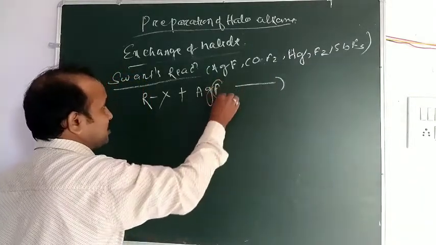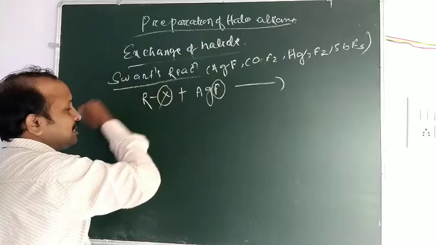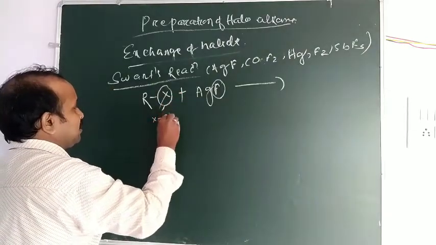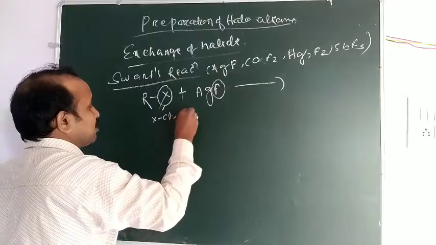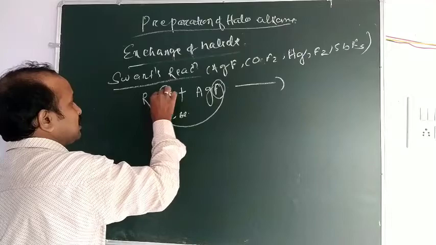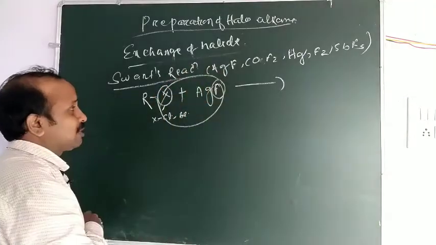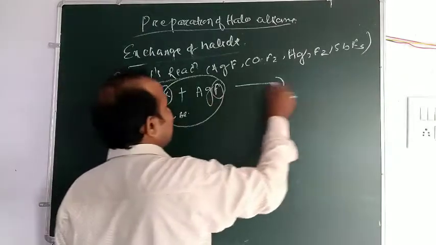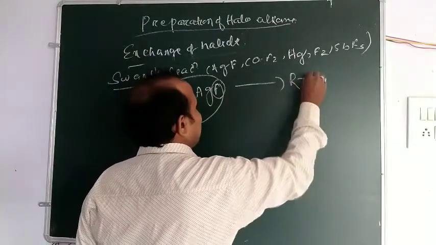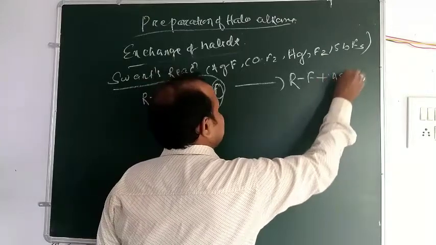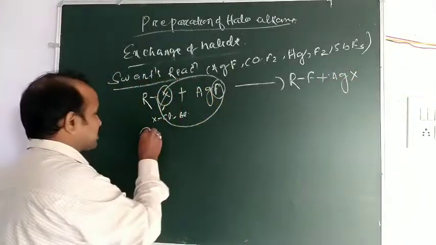Here X represents chlorine or bromine. So fluorine will come to this carbon and the halogen will go to the metal. The halogen will exchange. So what will form? Alkyl fluoride plus HgX. This is the best way.